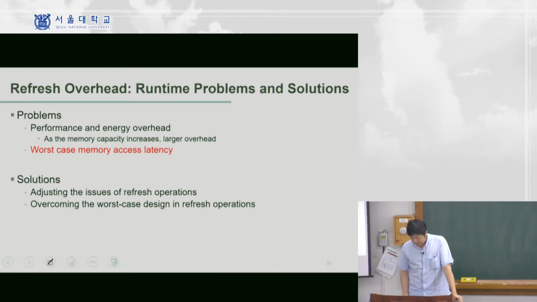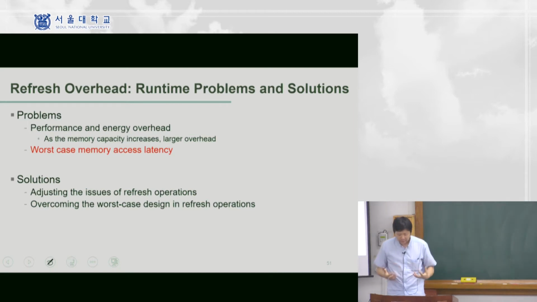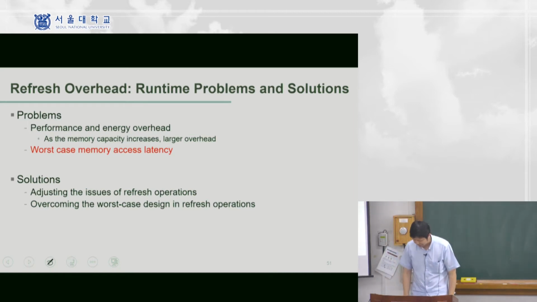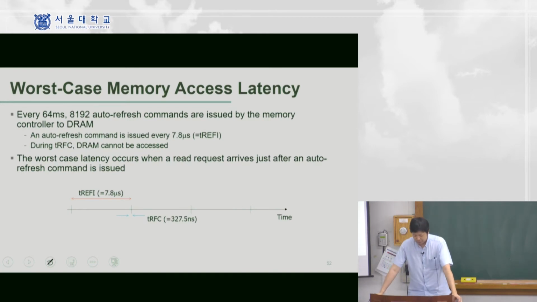Okay, the second problem is worst-case memory access latency. It's kind of obvious, because during the interval you are doing a refresh, this DRAM bank is blocked, right? So all the requests headed toward that bank must be held back until the refresh is completed. So that's a problem here. You can see, let's say every 64 milliseconds, 8,000-something auto refresh commands are issued by the memory controller to the DRAM.